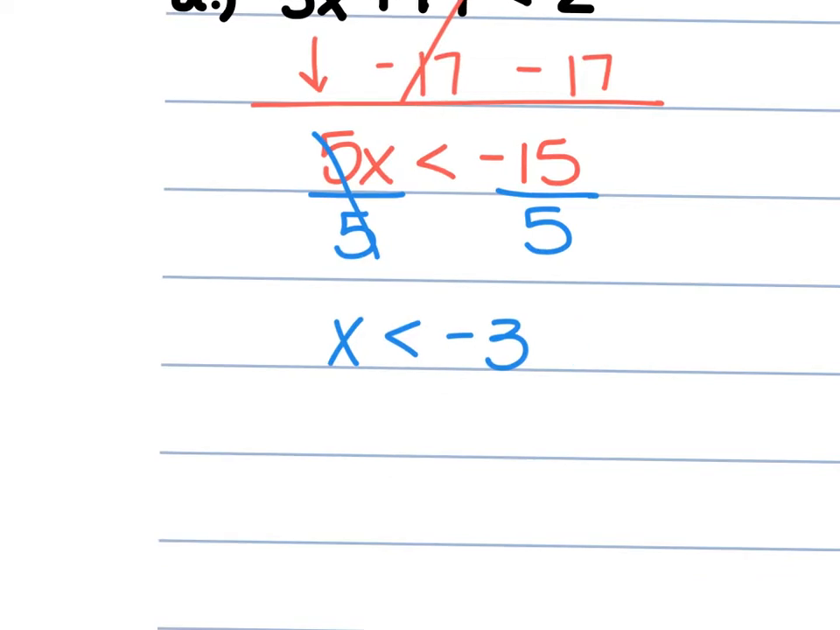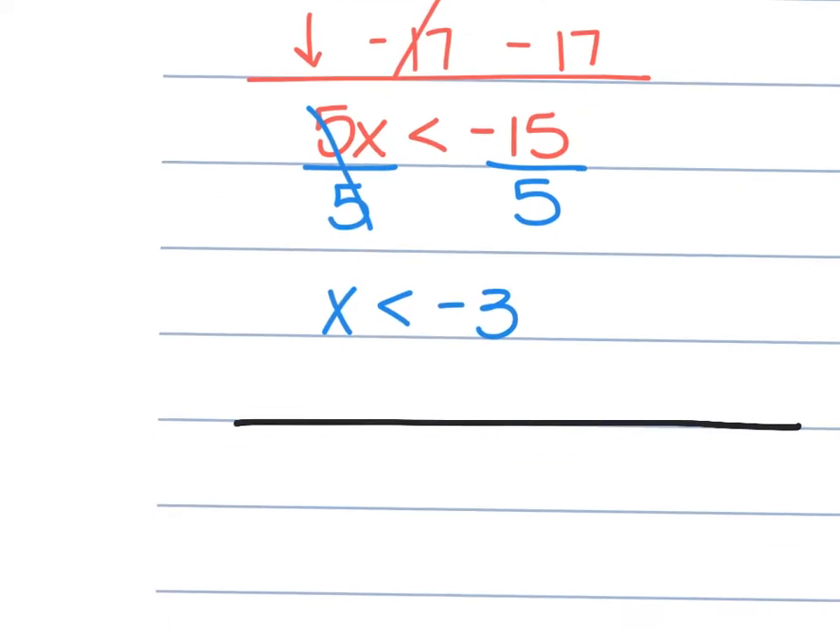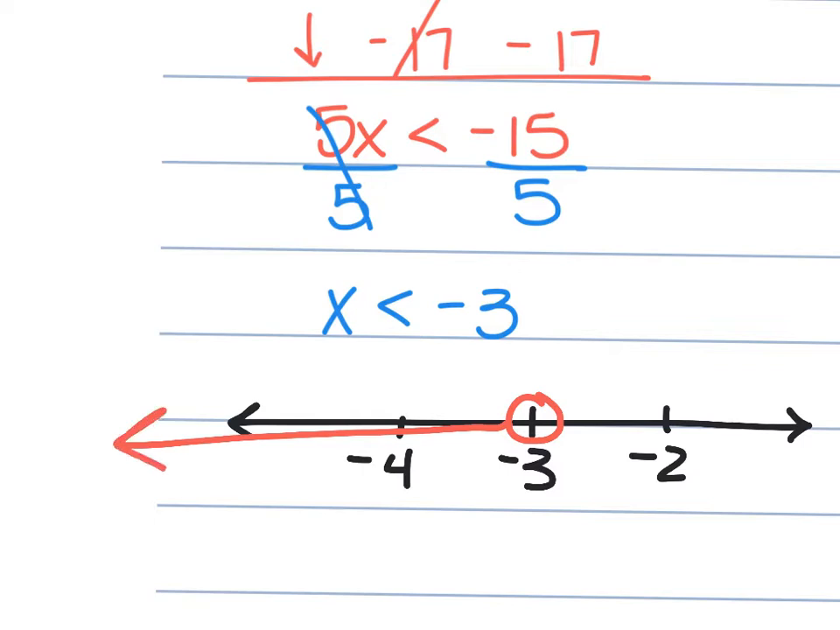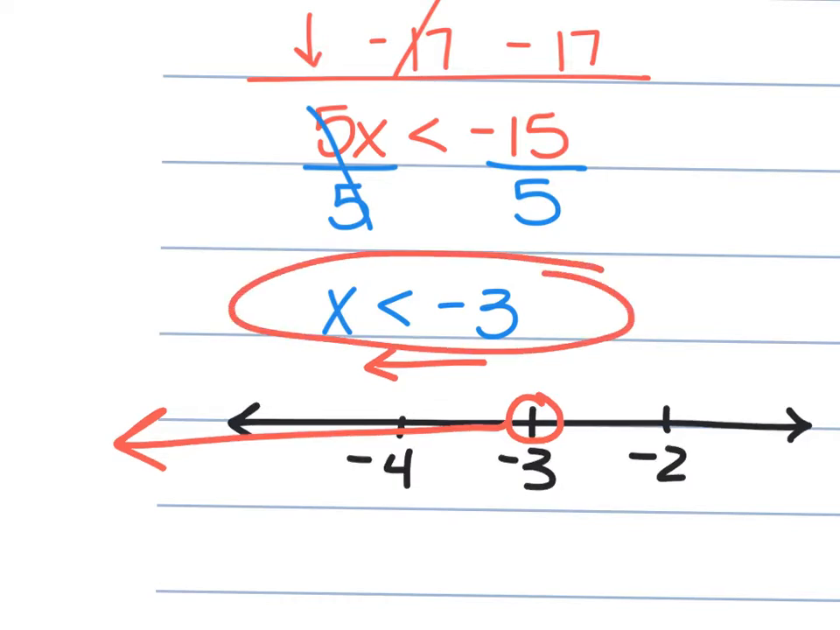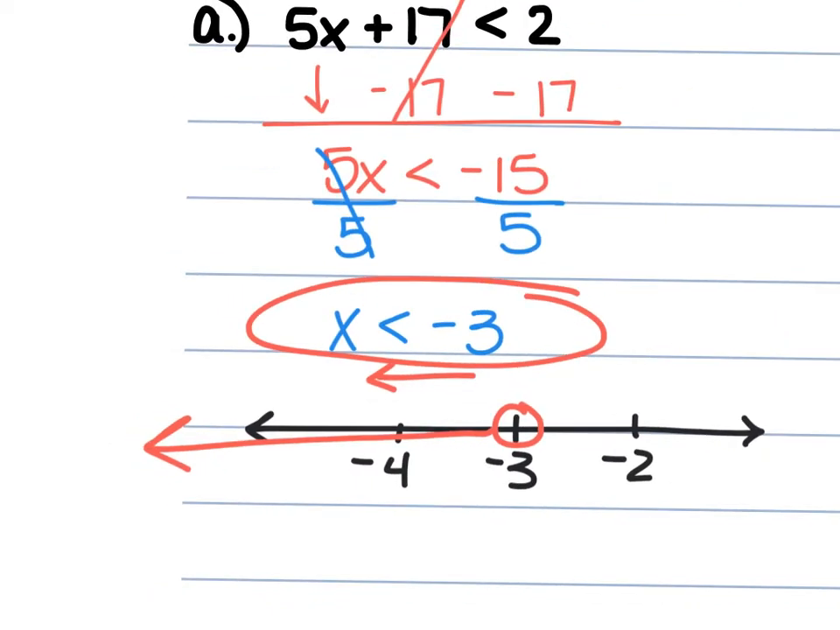On our number line, when we go to graph this, we're going to draw our number line. We're going to have the numbers that surround negative 3. Our sign is less than. It's not equal to, so we're going to have an open circle on that negative 3, and we're going to run our line to the left because that sign is telling us which way to run our line as well. So we have that x is less than negative 3 and an open circle on negative 3 on our number line, and our line runs to the left.